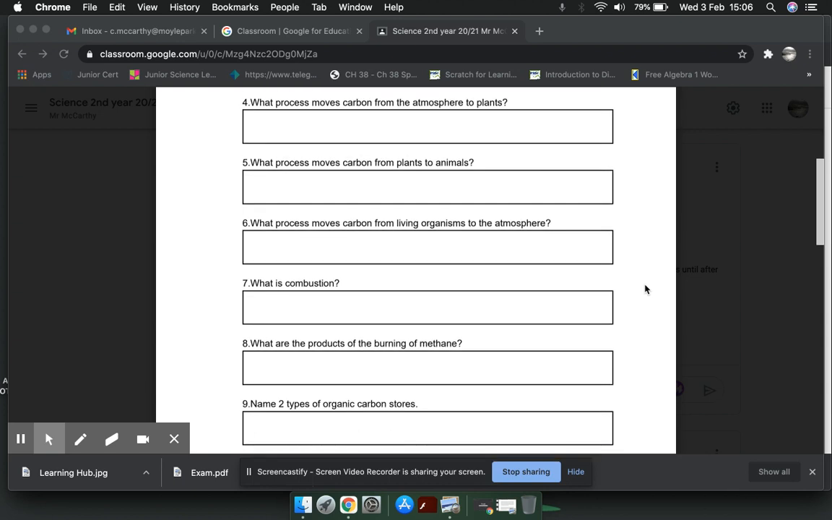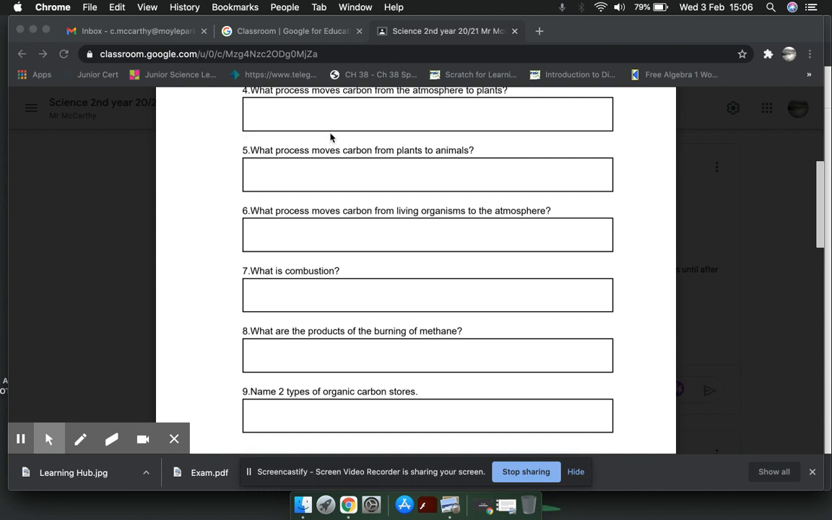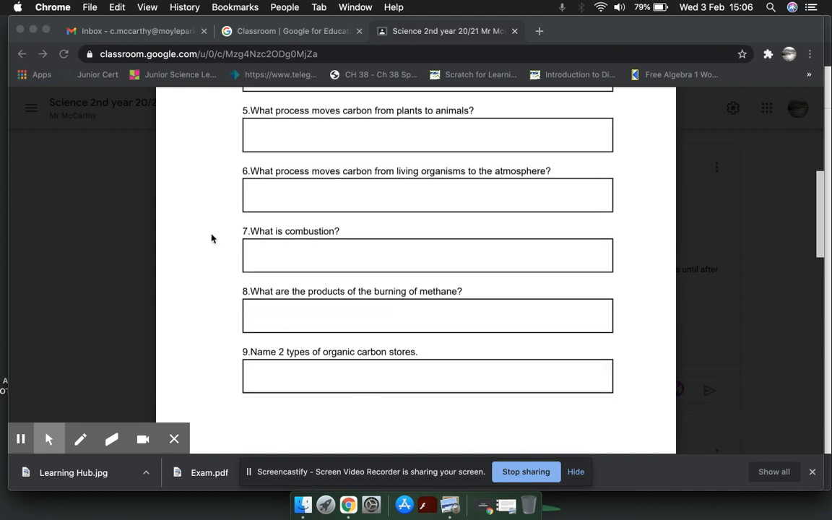Question 4, what process moves carbon from the atmosphere to plants? If you're asked what process, you must mention a process, and this is photosynthesis. Okay, so CO2 is absorbed from the atmosphere into plants. What process moves carbon from plants to animals? Okay, for this you could talk about the word nutrition, because the plants are being eaten by the animals, so you're talking about nutrition. Okay, you could also say digestion. Okay, that would also be acceptable.